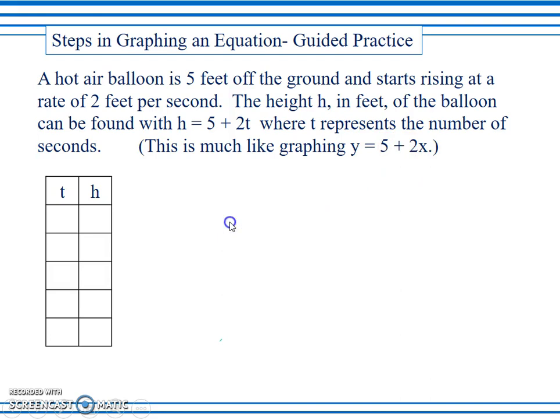So first we're going to create our table. If the balloon is rising, we're not going to have any negative numbers. So I'm going to start with only positive numbers. So 0 would be the seconds, in other words, it's touching the ground here. And then number 1 would be 1 second, and number 2 says 2 seconds.